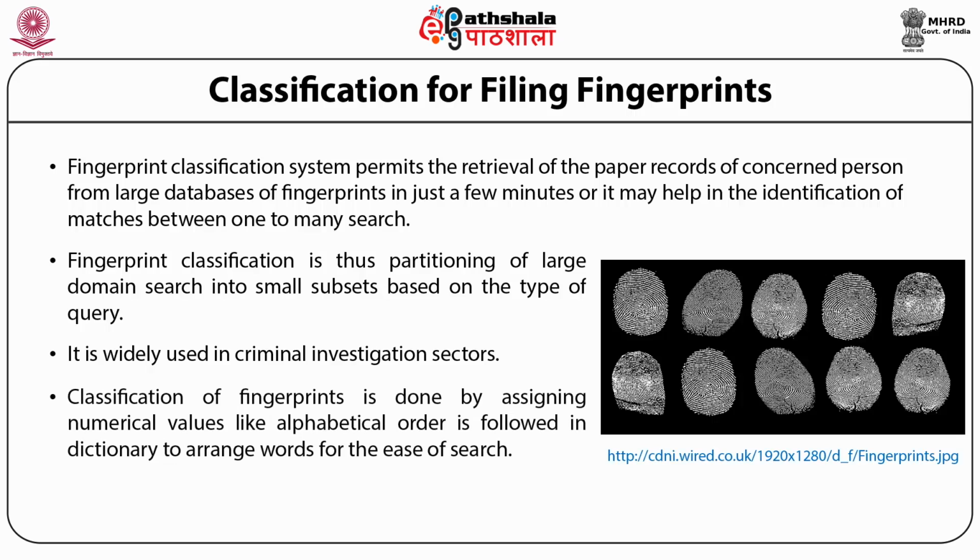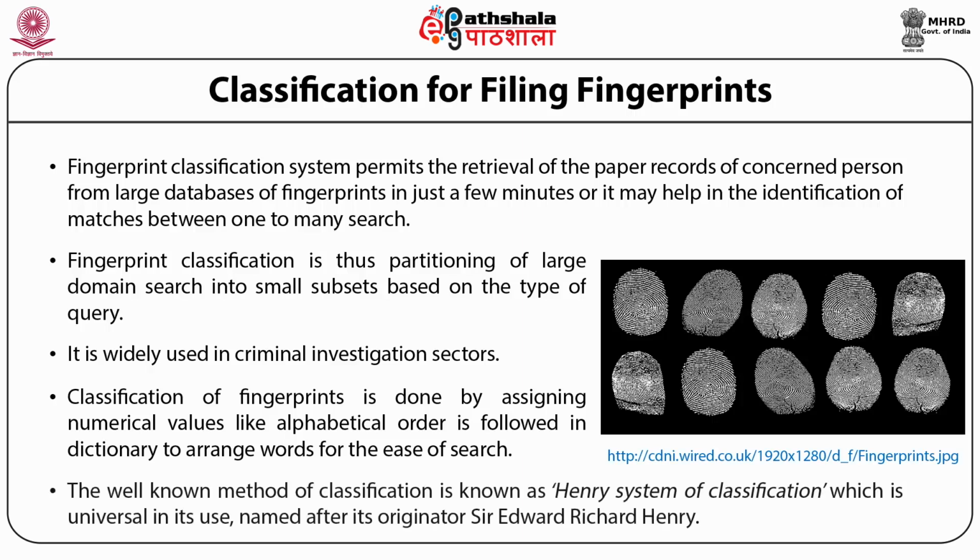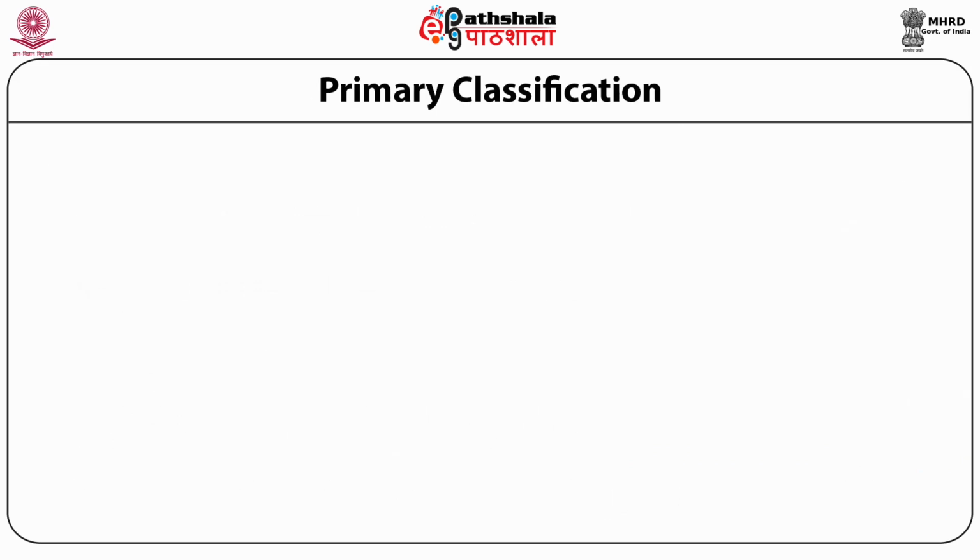Classification of fingerprints is done by assigning numerical values like alphabetical order is followed in dictionary to arrange word for the ease of search. The well-known method of classification is known as Henry system of classification, which is universal in its use, and it is named after its originator, who was Sir Edward Richard Henry. Now, you will be knowing about the Henry system of classification.